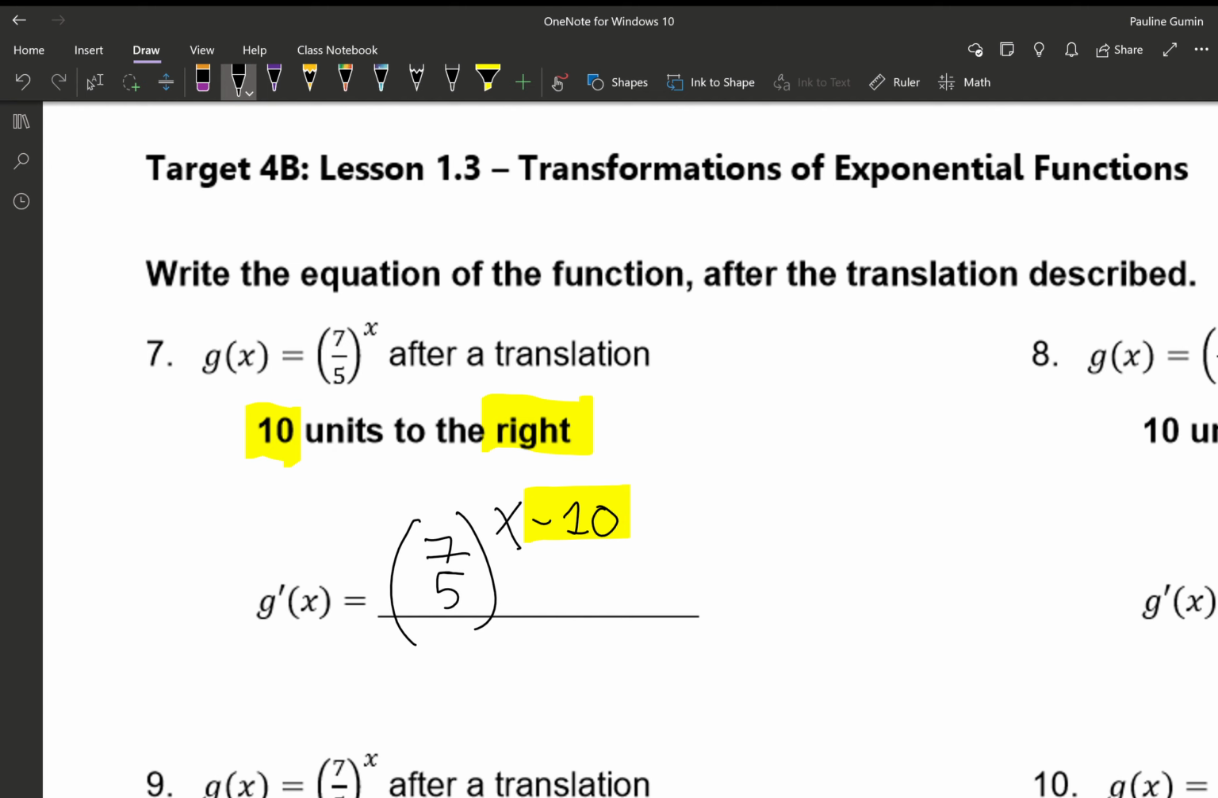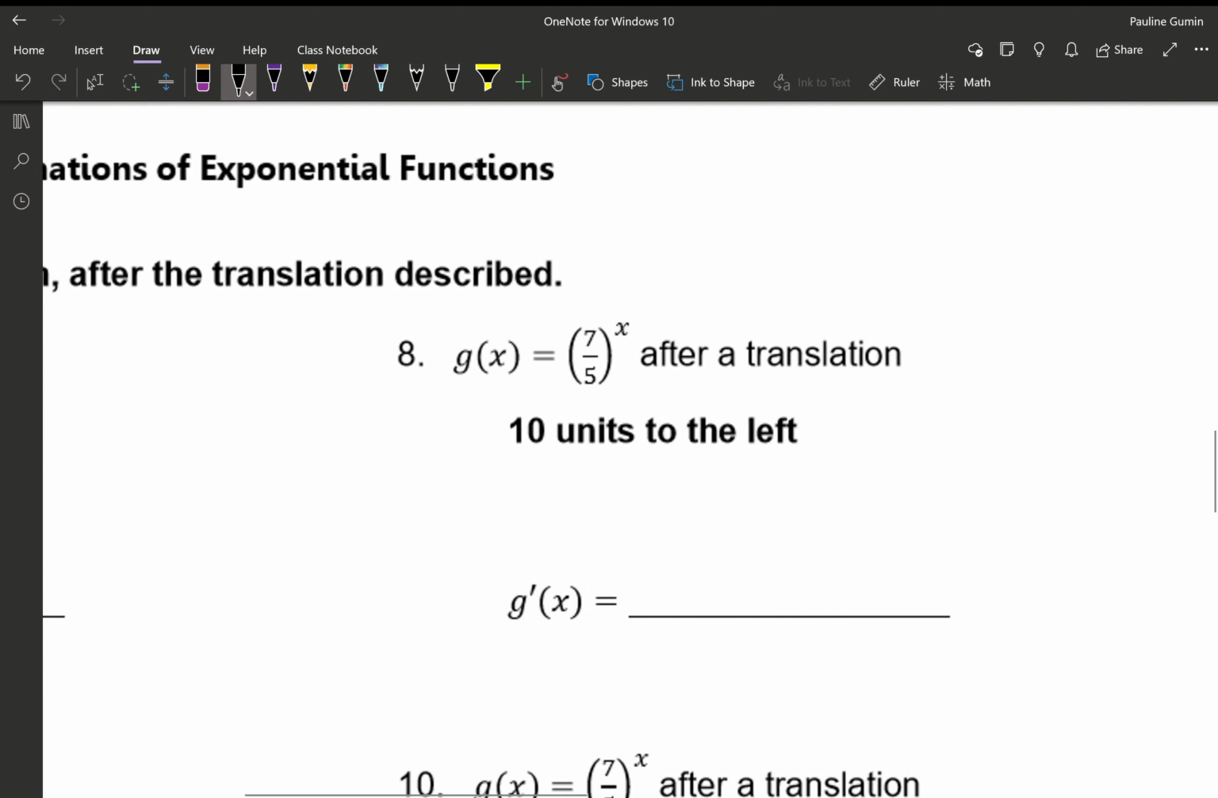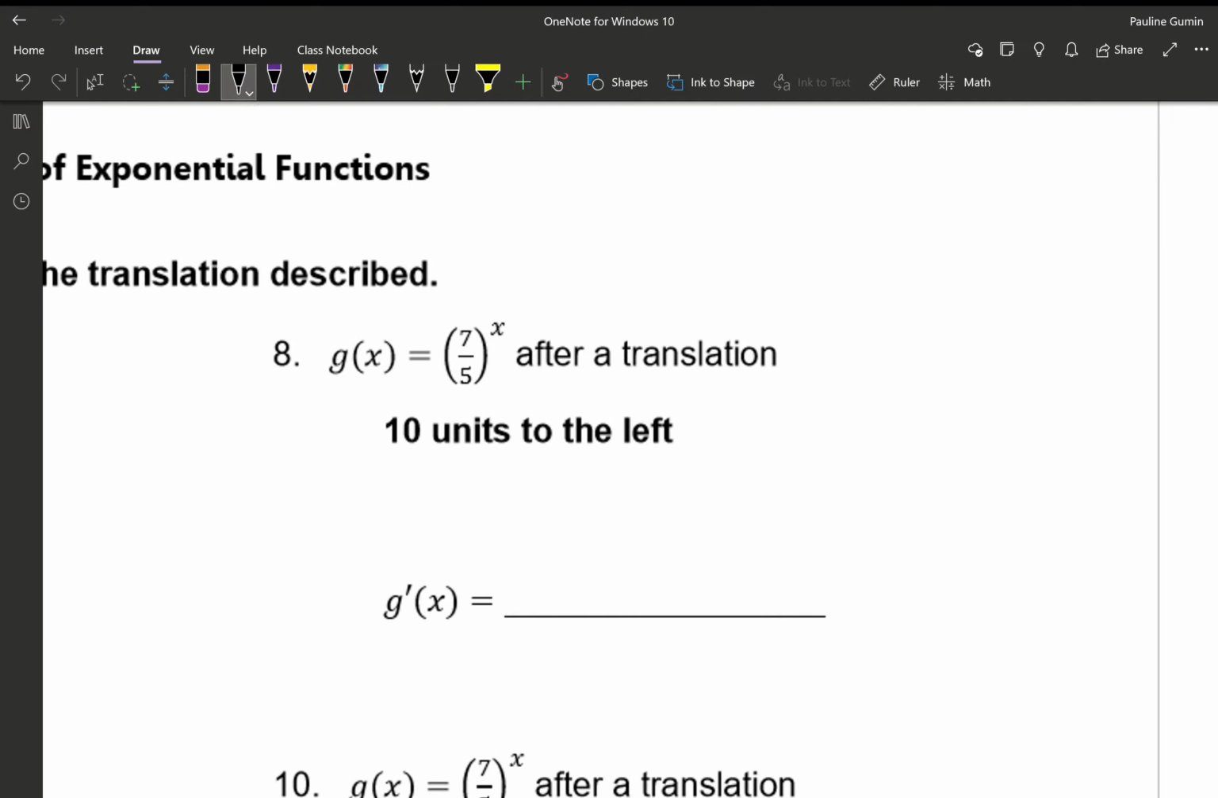Minus represents movement to the right. I know that's a bit counterintuitive, but we did prove it during our lessons when we did those graphs. So subtracting from the exponent moves our function to the right. Number 8, let's move that same function to the left.